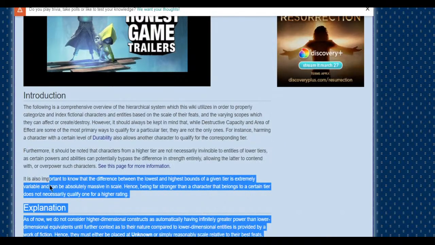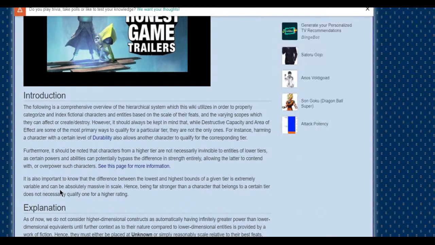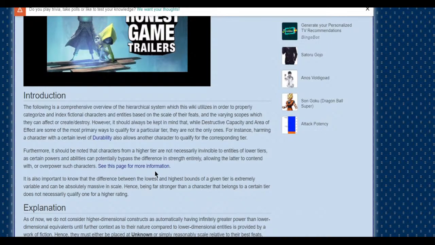It is also important to note that the difference between the lowest and highest bounds of given tiers is extremely variable and can be absolutely massive in scale. Hence, being far stronger than a character that belongs to a certain tier does not necessarily qualify one for a higher rating.